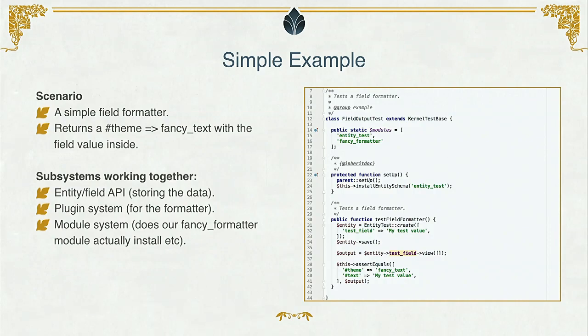Here is an example of a kernel test. It's a simple field formatter. It's not doing anything too crazy. It's just formatting the output of a field with a theme wrapper. But there's a couple of subsystems which are really contributing to this test, right? So we're actually just testing one class, which is our formatter. But to actually arrive at that outcome, we're using entity and field API for storage. We're saving an entity. We're using the plugin system, because field formatters are plugins. And we're also using the module system, because we're actually installing our custom module.